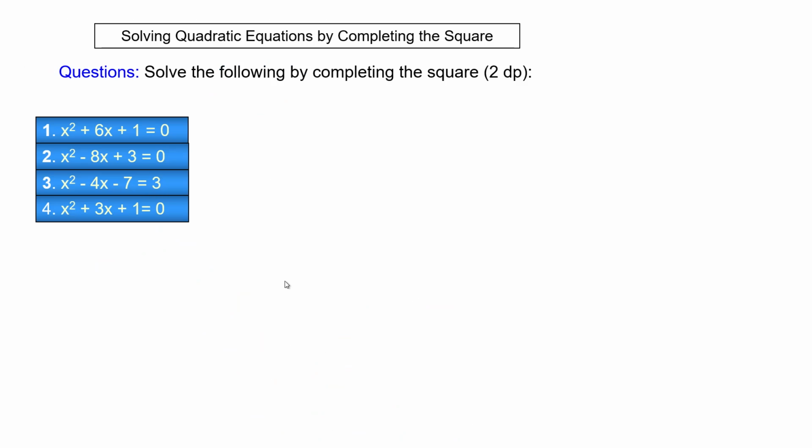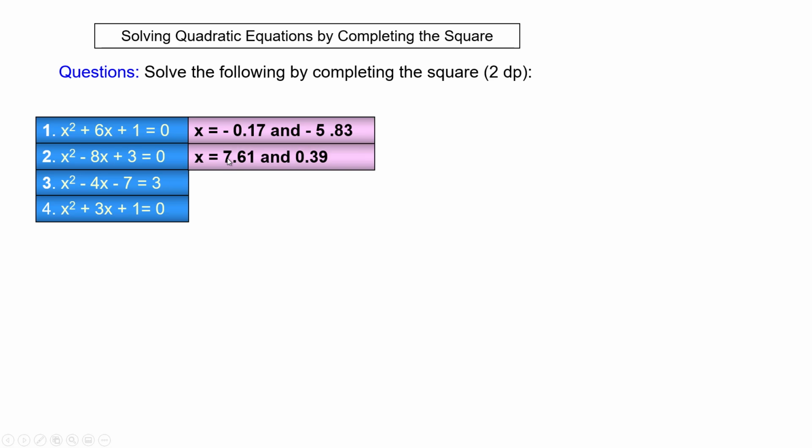Okay, 4 questions for you to try quickly. Again, the solutions to these are to 2 decimal places. So hit pause, have a go. When you're ready, hit play again, and you can check your solutions. Right, let's have a look. So we got x squared plus 6x plus 1. You should have minus 0.17 and minus 5.83.